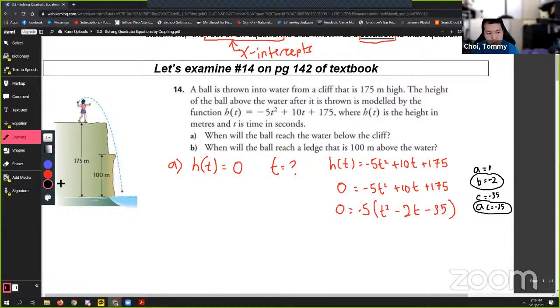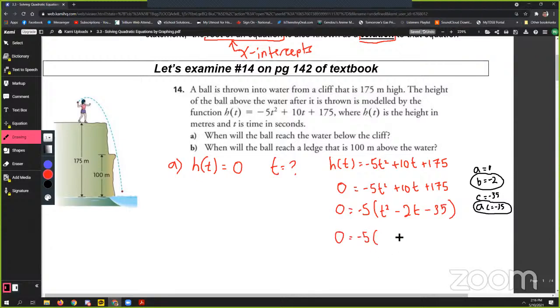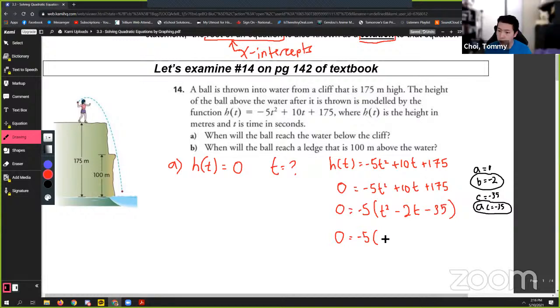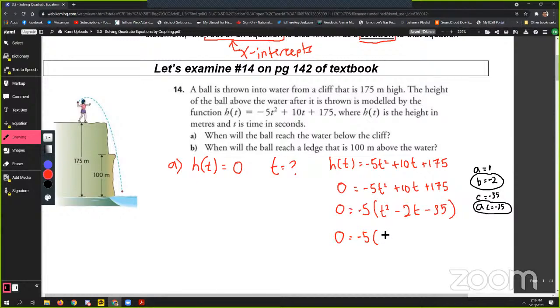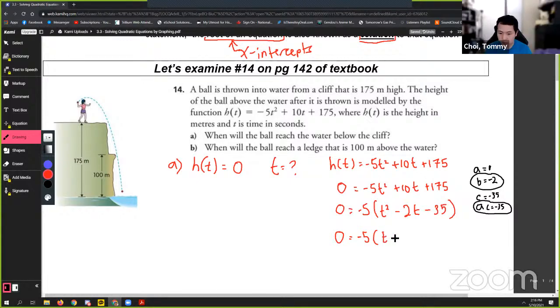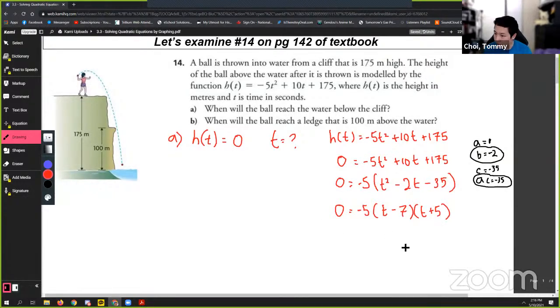Anyone have the two numbers? 5 and 7. Which one's negative? Which one's positive? 7 is negative, yes. 7 is negative, 5 is positive. So we're going to get t minus 7, t plus 5. So this is factored now.